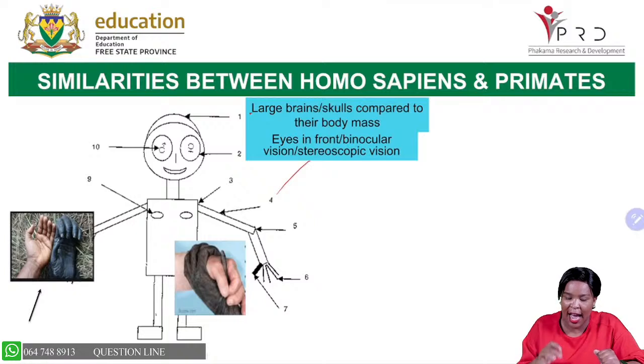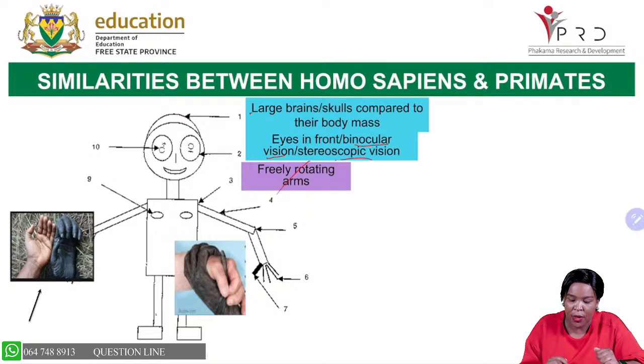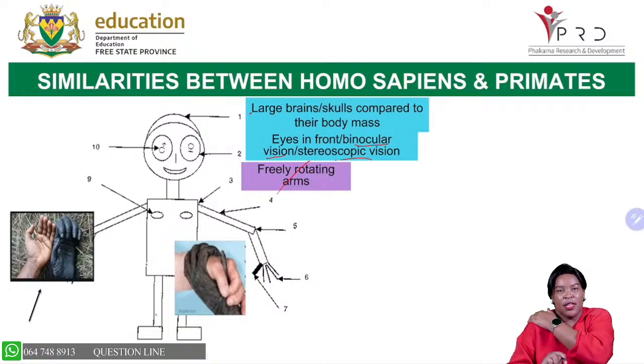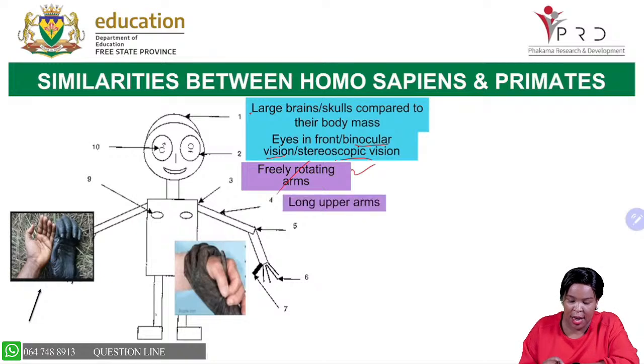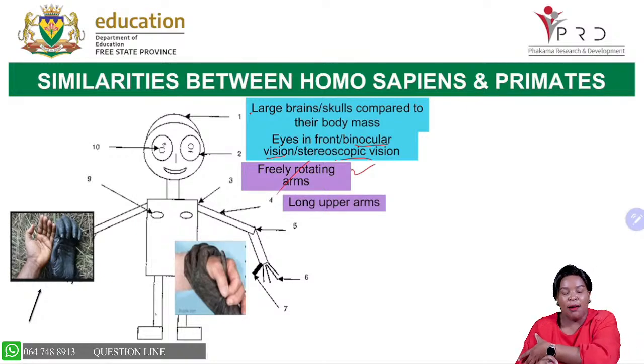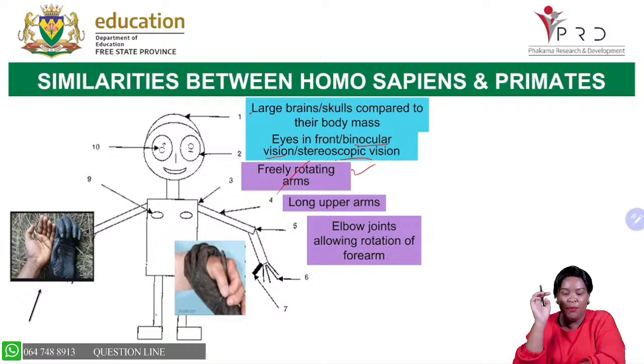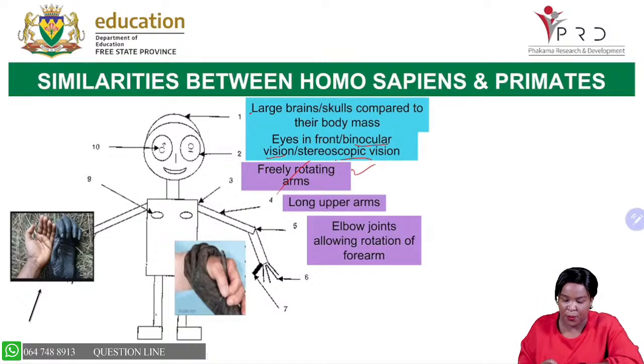Eyes. When you come to number 2, eyes, it shows that the eyes are in front, or they have binocular vision or stereoscopic vision. All primates have that. 3, on the upper arm here, shows you what? They all have freely rotating arms. You can even try to rotate your arm there in the exam, but without disturbing other candidates. Then number 4, longer upper arms. 5, at your elbow, elbow joints allowing the rotation of the forearm.